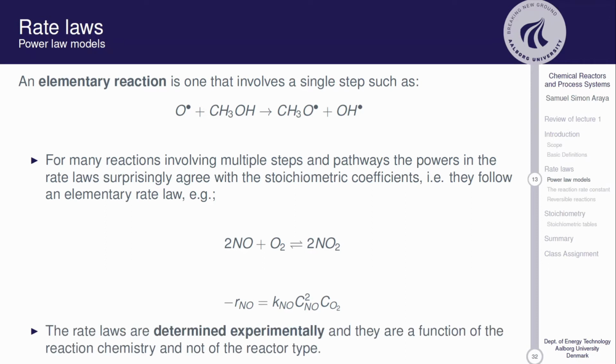But as mentioned, obviously, we have to determine rate laws experimentally. They are a function of the reactants, the reaction chemistry, or the properties of the materials, rather than the reactor type. So, as mentioned in the last lecture, whatever reaction rate we find on any reactor, we can apply to other reactors.